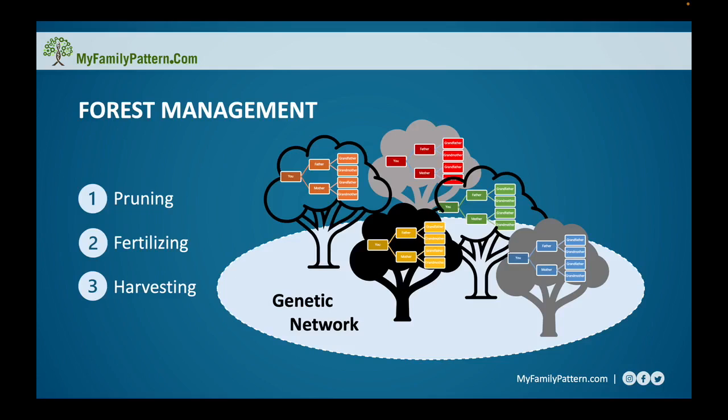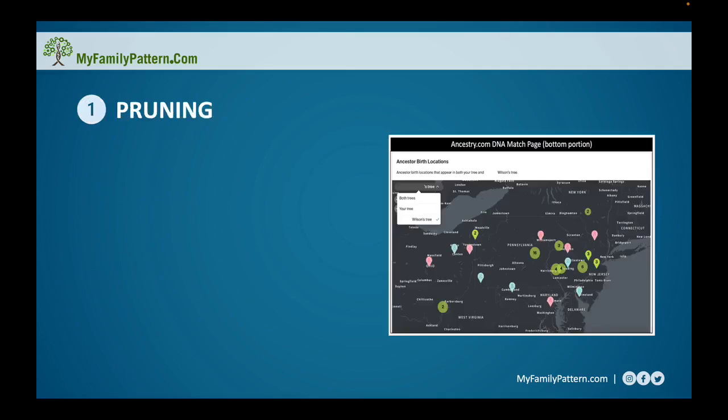Now, the three strategies I have are pruning, which is going to be looking for particular branches that are more relevant to me. Then the next step is fertilizing, where I'm going to be building out my matches' trees that aren't as complete. And then harvesting is looking for those subclusters within the larger genetic network that can help point me in that direction. So let's expand on these a little bit more clearly.